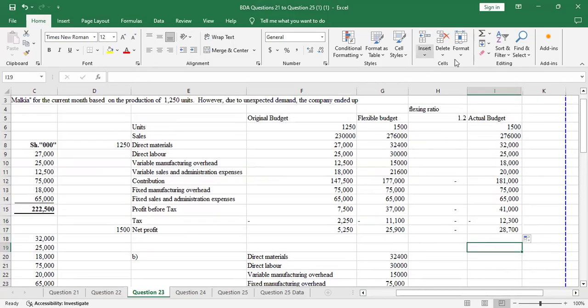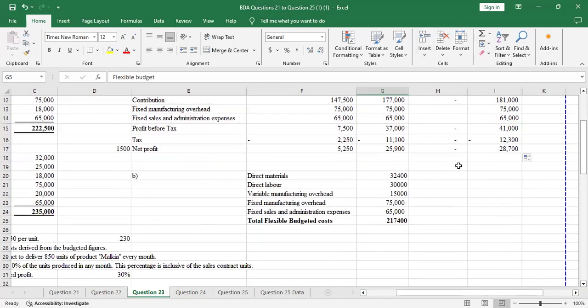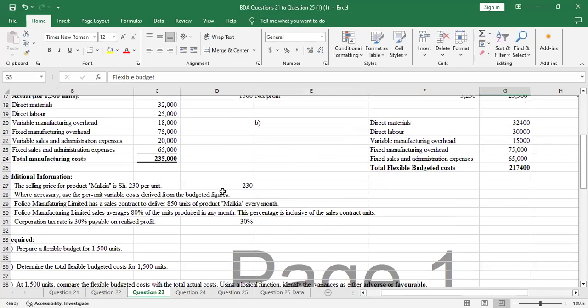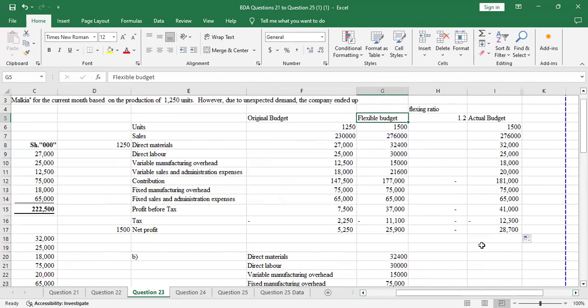Okay. So we have the actual and flexible budget. So this is what we are going to compare. Exactly what the examiner is asking for is the variances. So at 1,500 units, compare the flexible with the actual total cost. We are going to check the variances under cost because you can see at sales, there was no variance at all, because we had 276, 276. Then from cost, the only place that will have variance is the variable cost: direct material, direct labor, variable manufacturing overhead, variable sales and administration expenses. When you come to fixed manufacturing and fixed sales, they were 75, 75, 65, 65. So there was no variance at all.